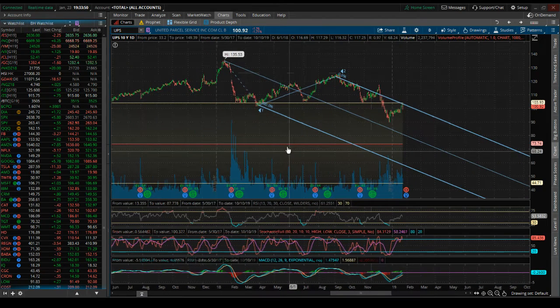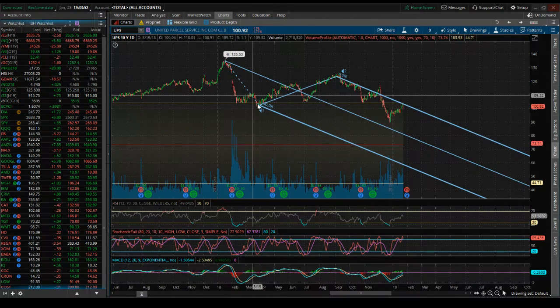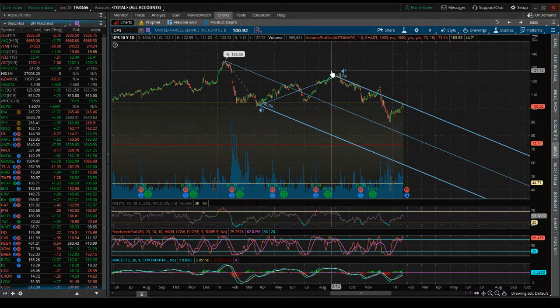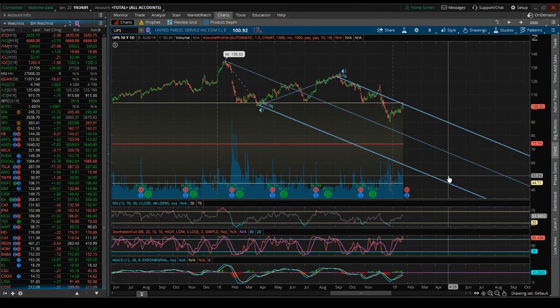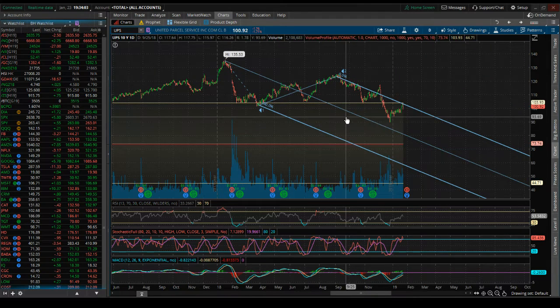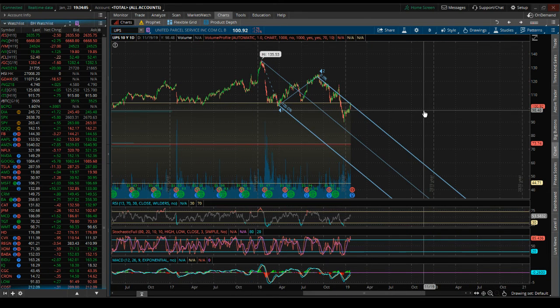But in general, it looks like it's been working on sort of this corrective pattern here. I had this sort of as a wave 1 down, now it's kind of like A, B, C, 2. Maybe 1, 2, working on a wave 3 to the downside. So it does look overall pretty bearish to me. So I think your put ideas are not bad at all. They look pretty good.